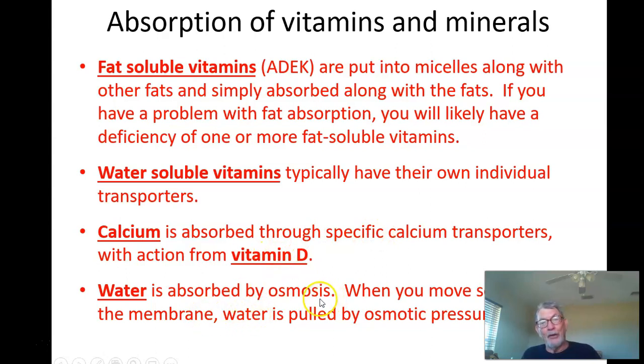Water is absorbed by osmosis. When you absorb all this other stuff, water is pulled by osmosis.